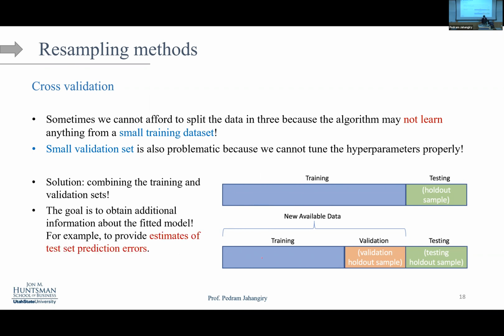Now let's see. Again, the goal is to obtain additional information about the fitted model, for example, the estimate of the test prediction. Guys, remember, at the end of the day, I want to come up with some estimates for some metrics. For example, what's the error rate in the test set? You're not interested in the evaluation metrics in the train set. We're done with that. So I want you to be very careful about this concept. I want to estimate what my test set error is. This is a very subtle point. I'm going to stop here.